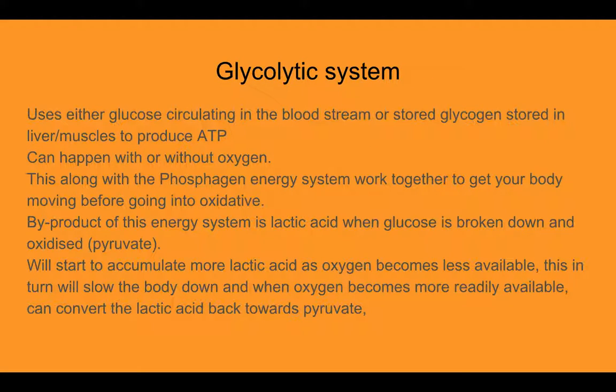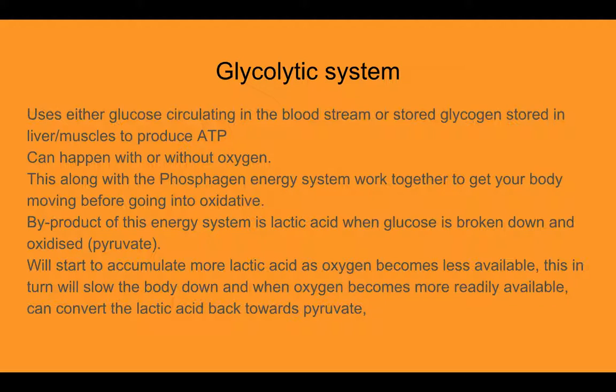All right, glycolytic system. This one's a bit of a complicated one. This is the energy system that uses either your circulating blood glucose or stored glycogen in the muscles or liver to produce ATP. Glucose is basically sugar, and glycogen is basically stored glucose. The molecule just changes what it looks like because it's been stored in a muscle. Annoyingly to understand, but this can happen with or without oxygen.